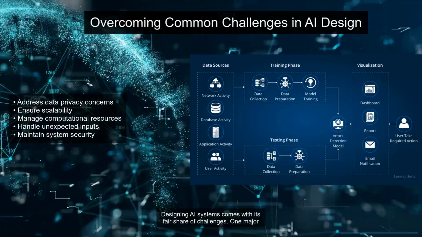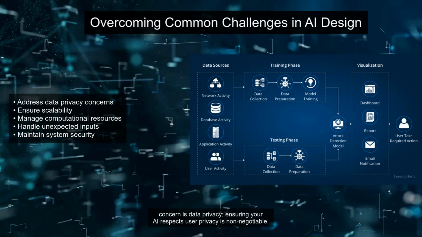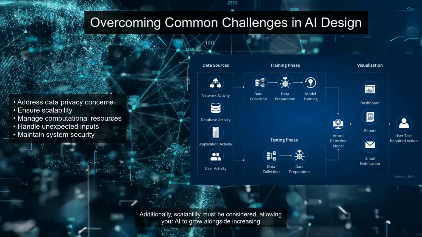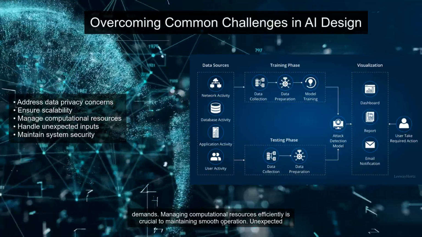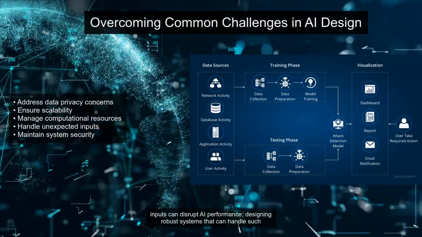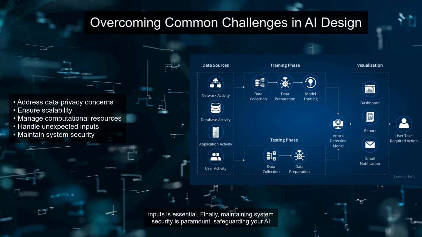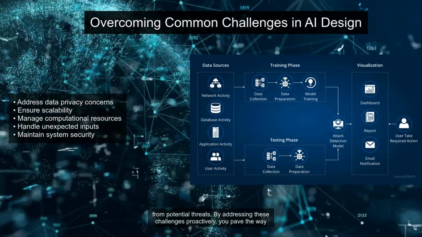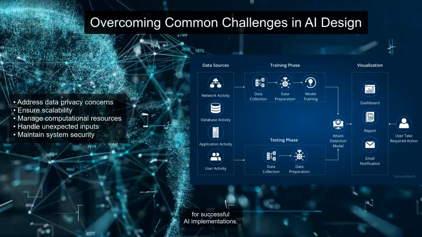Designing AI systems comes with its fair share of challenges. One major concern is data privacy. Ensuring your AI respects user privacy is non-negotiable. Additionally, scalability must be considered, allowing your AI to grow alongside increasing demands. Managing computational resources efficiently is crucial to maintaining smooth operation. Unexpected inputs can disrupt AI performance. Designing robust systems that can handle such inputs is essential. Finally, maintaining system security is paramount, safeguarding your AI from potential threats. By addressing these challenges proactively, you pave the way for successful AI implementations.